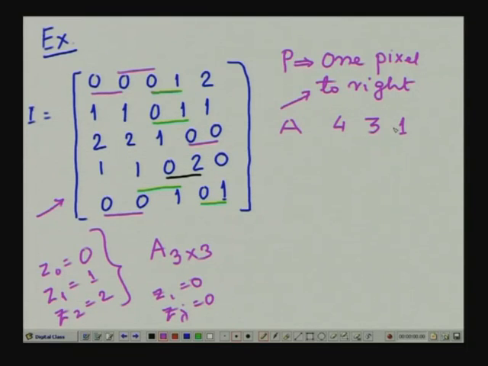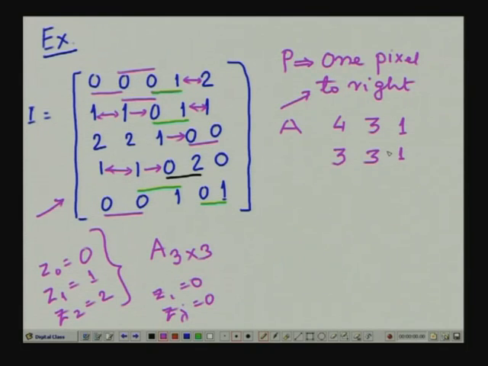Similarly, I have to check how many times 1 0 appears in this image. Here I have a 1 0 transition, here also I have a 1 0 transition, and here also. So, A 1 0 will have a value equal to 3. Similarly, A 1 1, this is one pair, this is one more pair, this is another pair. So, A 1 1 will also have a value equal to 3. A 1 2, this is one pair, and possibly this is the only pair within this image. So, A 1 2 will have a value equal to 1.